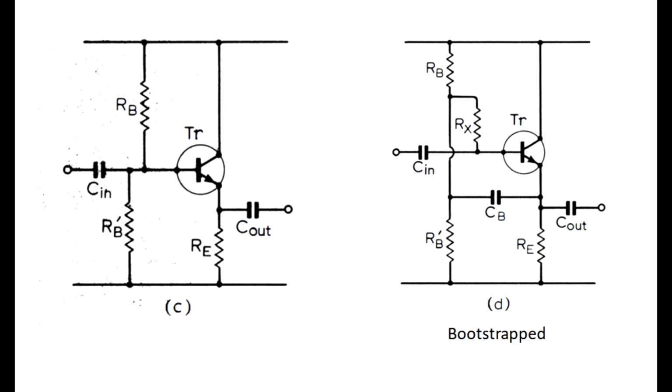Now, one of the problems with a circuit like this is input impedance. The input impedance seen by the AC signal is going to be the parallel combination of those two RB resistors, RB and RB prime. And so it's going to have some input resistance. And if you want to increase that resistance to have a better input impedance, there is a trick called bootstrapping.